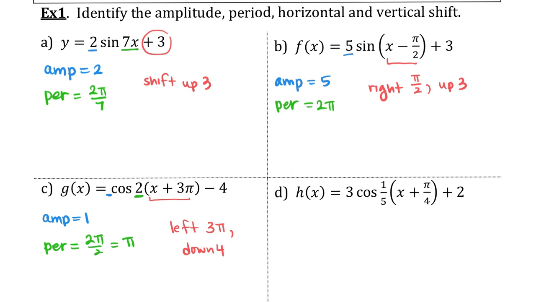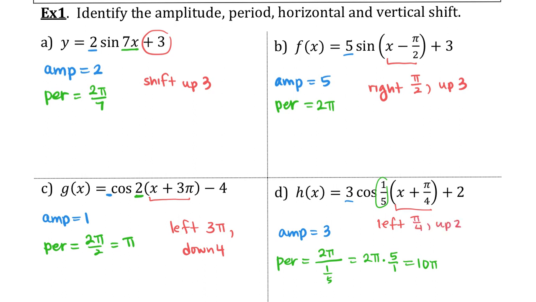Okay, one more. Amplitude, 3. Period. Normally the period is 2 pi. Uh-oh, there's a 1/5. So I need to do 2 pi divided by 1/5. What is 2 pi divided by 1/5? Should we do complex fractions or should we multiply by the reciprocal? Let's do reciprocal. So if I do 2 pi divided by 1/5, I'm multiplying by the reciprocal, which means the period is actually 10 pi. So the fraction makes the period bigger. And then any translations? X plus, so this goes left, pi over 4, and then it goes up 2.